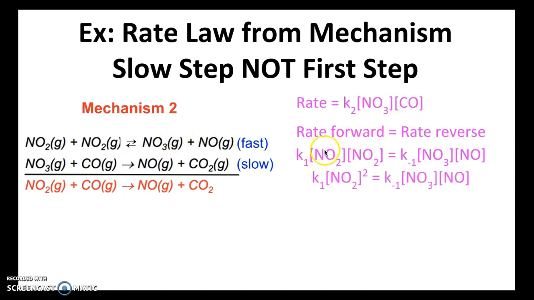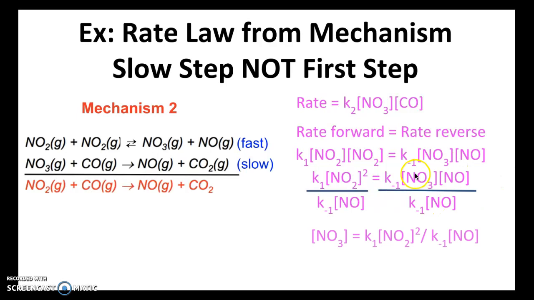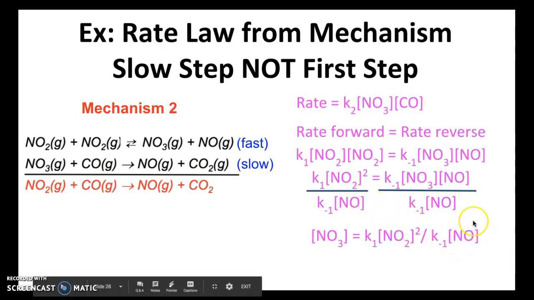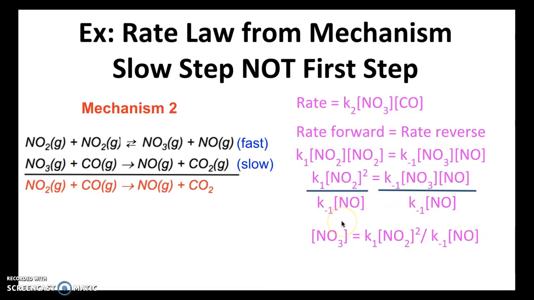So let's go ahead and simplify this side. We get K1 times concentration of NO2 squared is equal to K to the negative 1 times concentration of NO3 times concentration of NO. Notice we have concentration of NO3 here, so now we're just going to use inverse operations to isolate concentration of NO3. To do that, we're going to divide both sides by K minus 1 times NO, and that makes these two cancel out, leaving us with the concentration of NO3 equal to K1 times concentration of NO2 squared divided by K minus 1 times concentration of NO. Now that we have that value, we're going to plug that into our rate law.